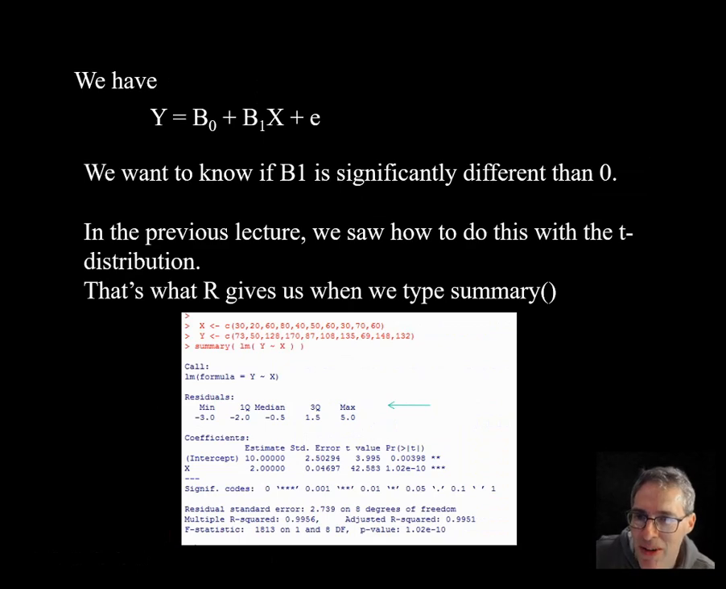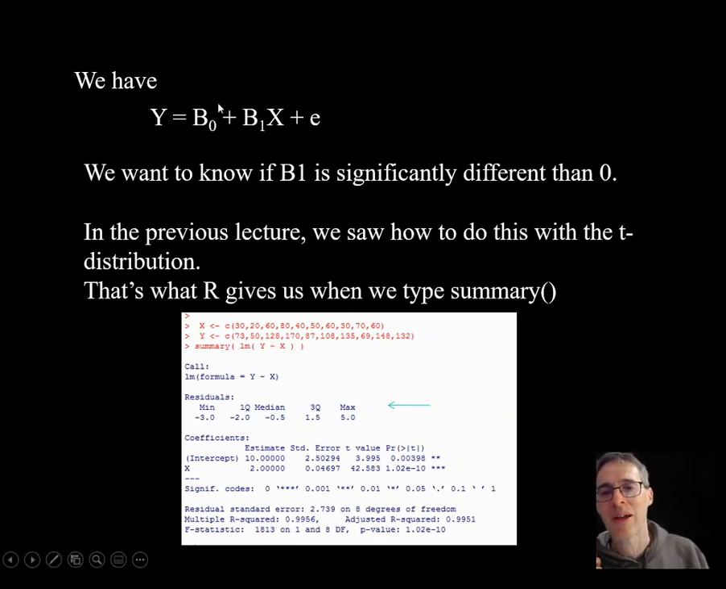To think about this in terms of inference, we have our usual equation y equals b0 plus b1x plus e. We want to know if b1 is significantly different from zero. In the previous lecture, we saw how to do this with the t-distribution. We worked through the proof that if you take this estimate, your least squares fit, and the standard error of that estimate, which we went through the algebra for in the previous semester, the ratio of these two things was t-distributed with n minus 2 degrees of freedom, and you got this p-value of 1.02 times 10 to the minus 10.